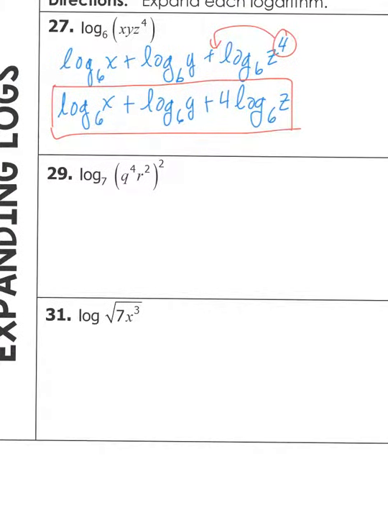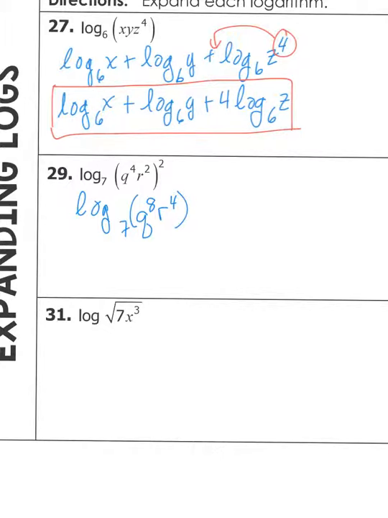So for 29, the easiest way would be to raise these powers to this power first. Don't try to loop this in front, because then you have to redistribute that 2 into what you tear and break apart. So power to power we multiply. So we're going to end up with log base 7 of 4 times 2 is 8. So I get q to the 8th. And then 2 times 2 is 4. So I get r to the 4th.